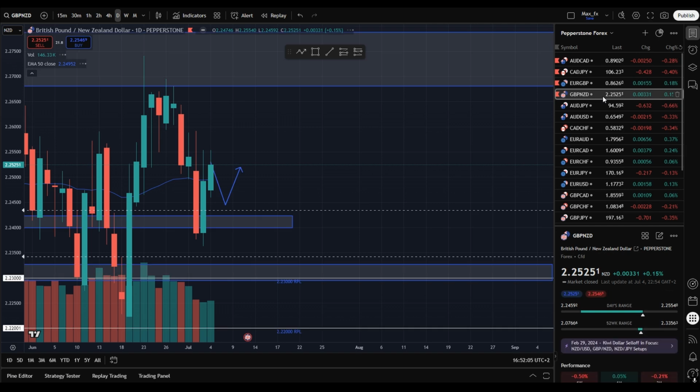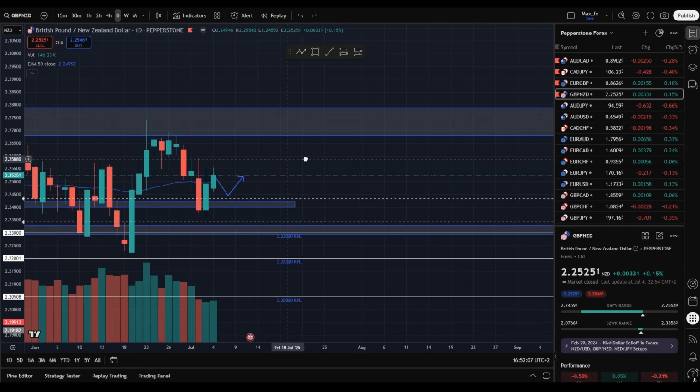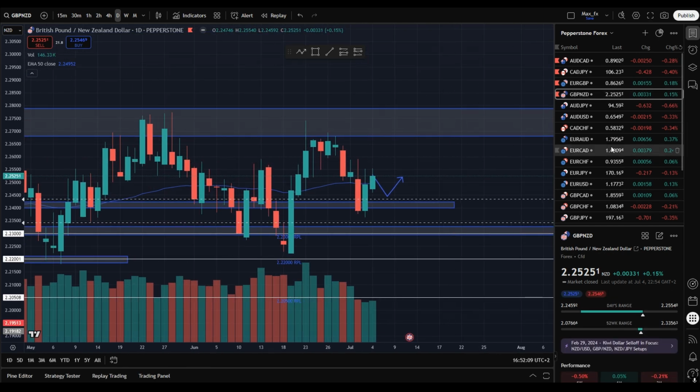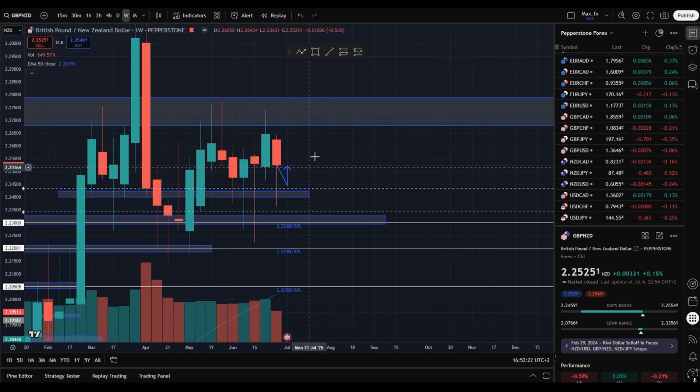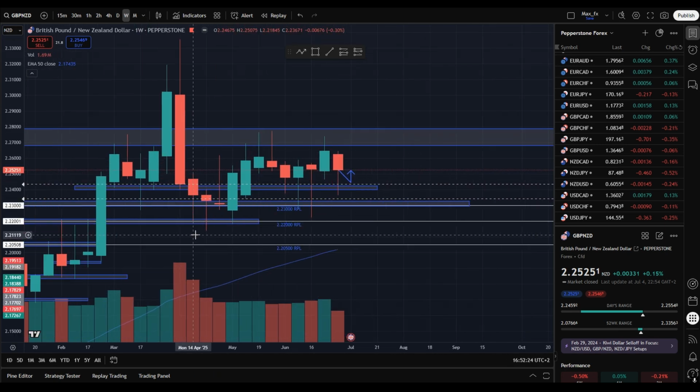The next pair, and already the last pair on my list for this week, is a relatively short list for this week, but that's just because I do not see any really clear setups on the other pairs, but I will talk a bit about it later on. So for now I am looking for a potential long entry here on GBP NZD.